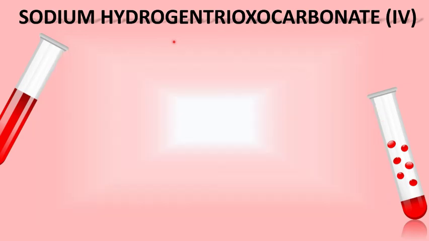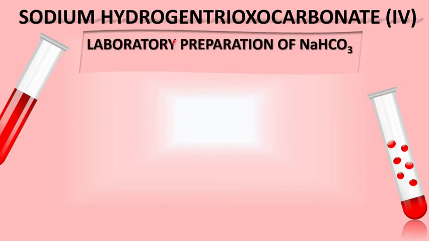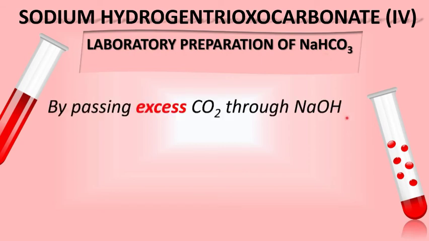Now, how is this trioxocarbonate 4 prepared? Laboratory preparation of sodium hydrogen trioxocarbonate 4. Sodium hydrogen trioxocarbonate 4 can be prepared in the lab on a small scale, but it can also be prepared in the industry. We are going to come to that. But before we see that, let's see how it is prepared in the lab. In the lab, it is prepared by passing excess carbon 4 oxide through sodium hydroxide.